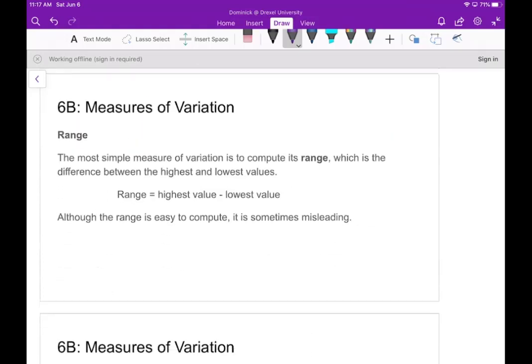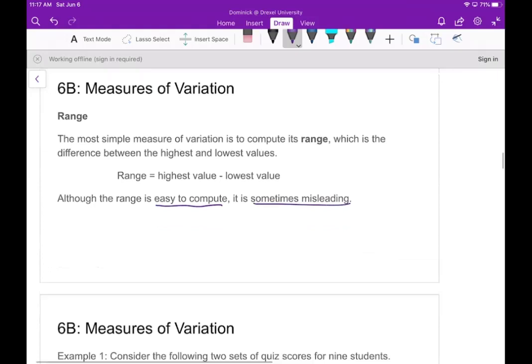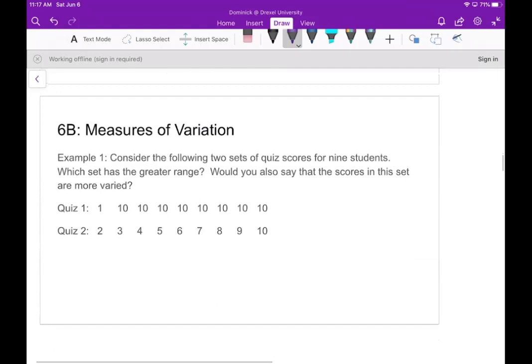Now, the most simple way to measure variation is to find the range. And of course, that's just the difference between the highest and the lowest value. It's nice and easy to compute, but a lot of times it's misleading and doesn't really tell the whole story. So for this first example, we're going to consider the following two sets of quiz scores for 9 students, and we'll talk about which set has the greater range, and also comment on whether we would say that the scores in that set are more varied.